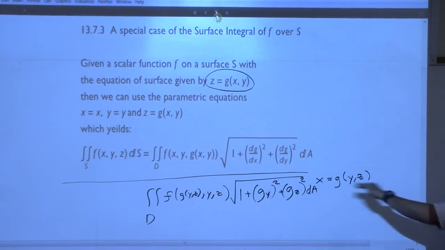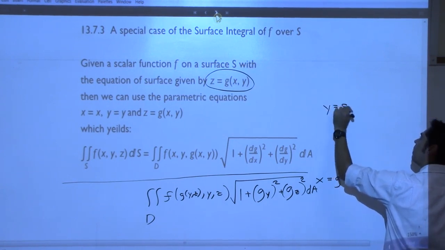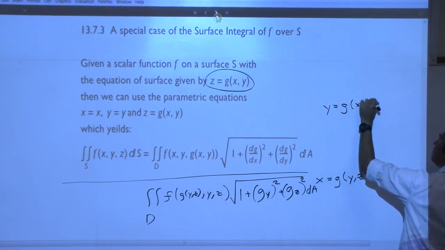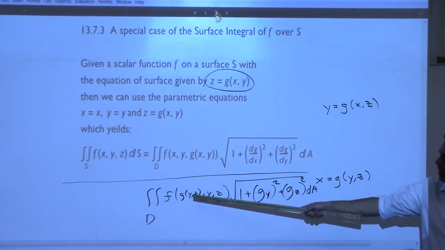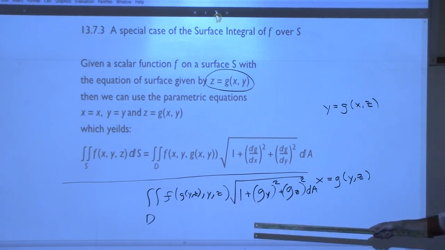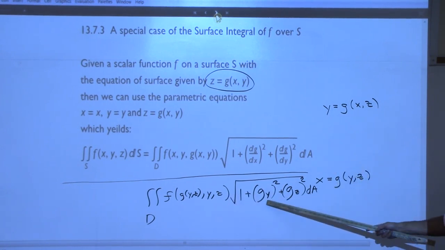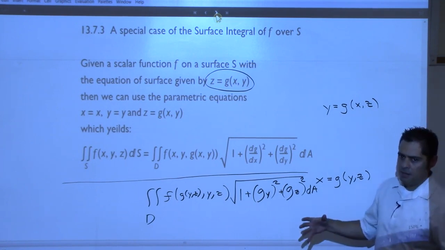And then the last one, I won't write the formula down. I'll just say what it is. What if y is some function of x and z? We'll have what? f of x, g of xz, z, square root, and then this partial becomes partial with respect to x, and that one stays partial with respect to z. Understand?